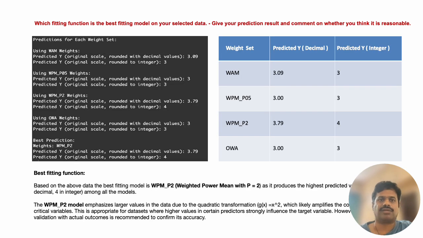So here we have the models that are applied, and we can see the predicted values in decimal and integer, and we can see that WPM with p equal to 2 provides the highest quality of the target variable. So we consider WPM with p equal to 2 as the best fitting function because it provides the highest predicted value. Not only that, it emphasizes larger values in the data due to quadratic transformation, and this is appropriate for data sets where higher values are given stronger preference, or they are allowed to influence the target variable strongly.